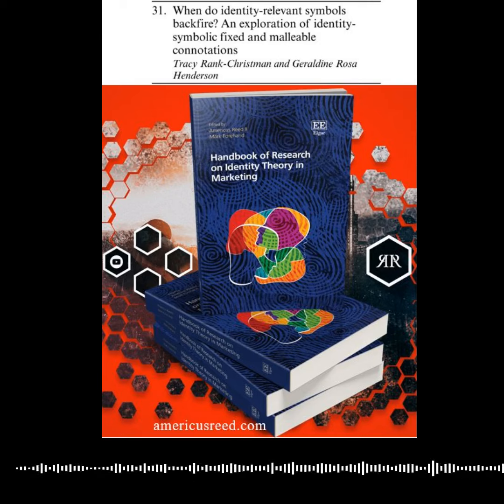In this chapter, the authors argue that identity-relevant symbols, at times, may backfire. The authors suggest that one way identity-relevant symbols backfire is when an identity is paired with a symbol that provokes negative mental associations in the mind of the consumer. In this chapter, the authors introduce identity-relevant symbols as having fixed or malleable connotations. The authors propose that identity-relevant symbols may have a single meaning within an identity, that is, identity symbolic fixed connotation, but multiple meanings between some identities, that is, identity symbolic malleable connotation.